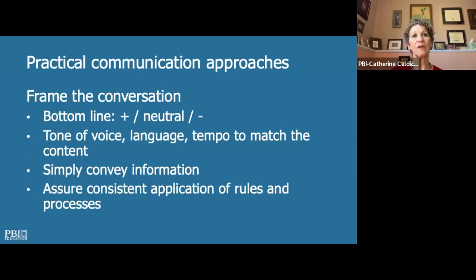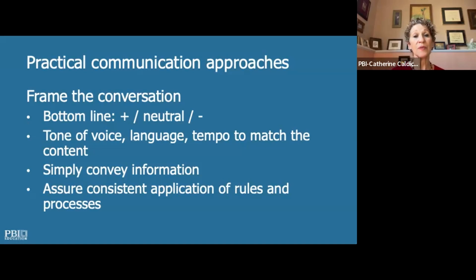So you want to frame the conversation. Just get right to the point, get to the bottom line, whether it's positive, neutral, or negative. Don't have a lot of silly superficial chit chat at the beginning, because then the clinician might interpret that as you being manipulative or untrustworthy. You don't have to be cold, though. I don't mean that either. You can say, thank you for meeting me. Thank you for taking time out of your day to have this meeting.